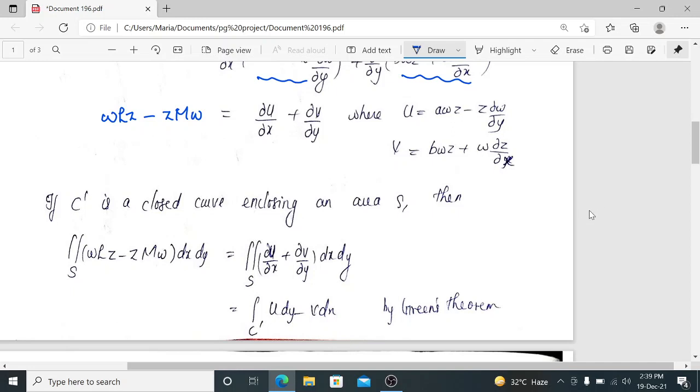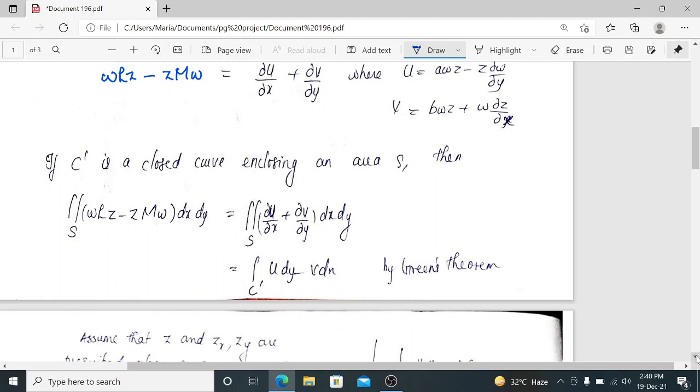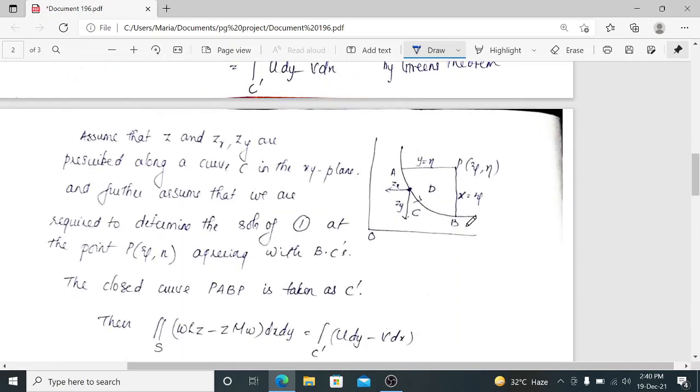To apply Green's theorem, we require a closed curve which is enclosing a particular surface area S. So let me take C dash to be the closed curve which is enclosing our given area S. We assume conditions like this. These are the assumptions we take in Riemann's method when solving a linear hyperbolic PDE.